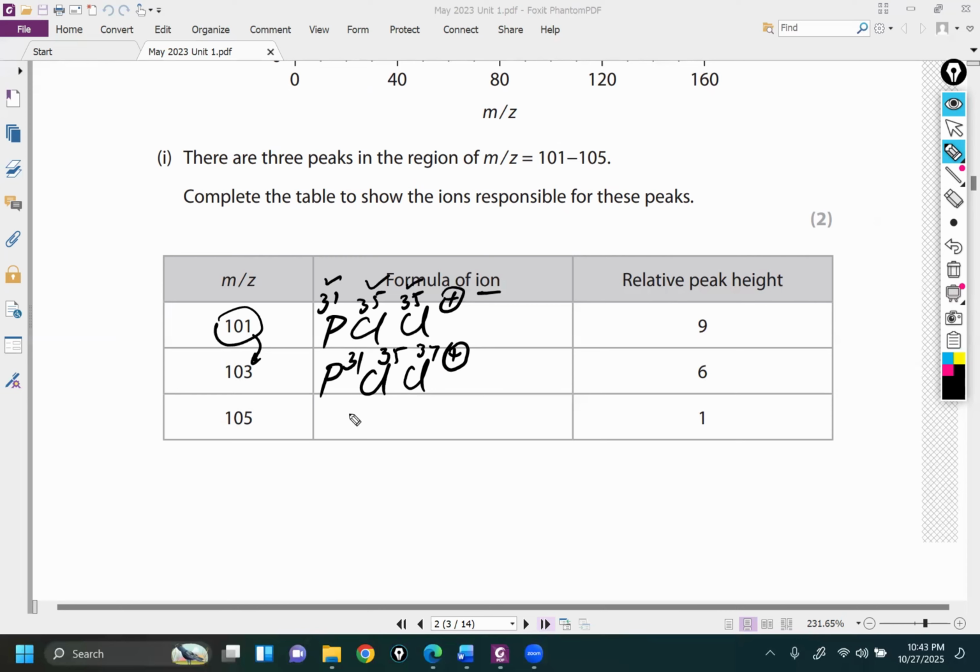And the last one is 2 more than that. So phosphorus 31, chlorine 37, and chlorine 37, with positive charge. I told you, don't forget the positive charge, otherwise you will lose the mark because we are writing the formula for the positive ions.